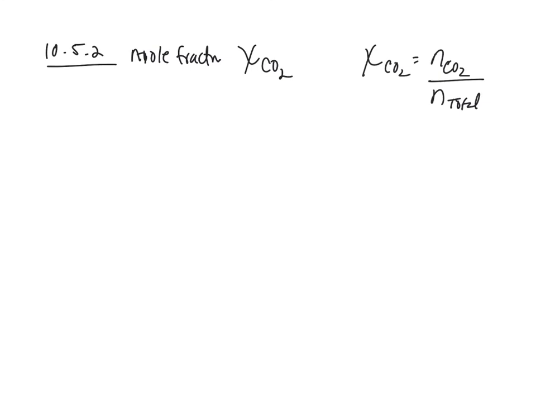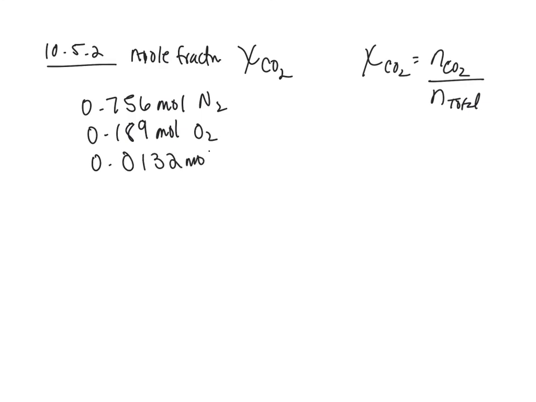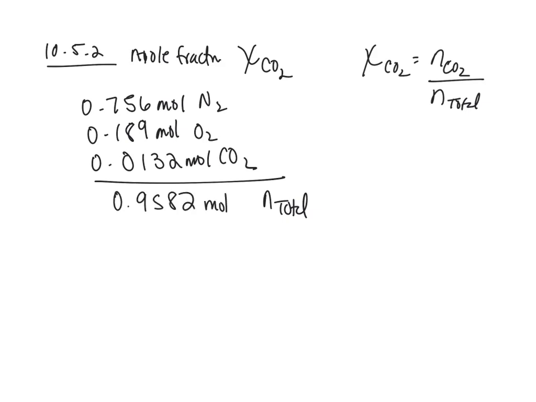And we have a mixture of 0.756 mole of nitrogen, 0.189 mole of oxygen, and 0.0132 mole of carbon dioxide. So let's add all these up to get our N total. So when you add the N total together, did you get 0.9582 moles?